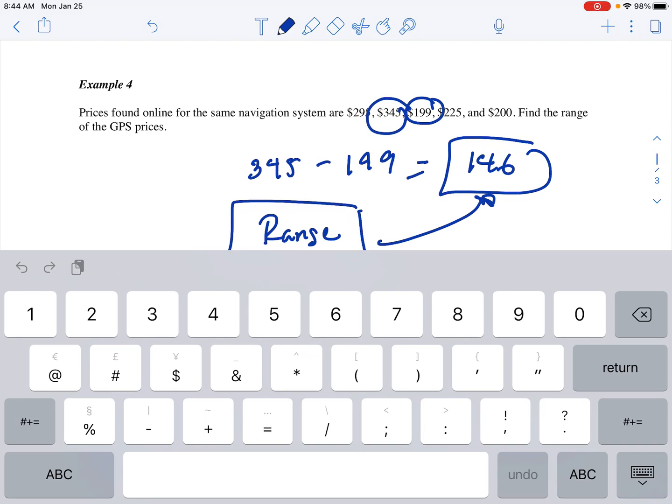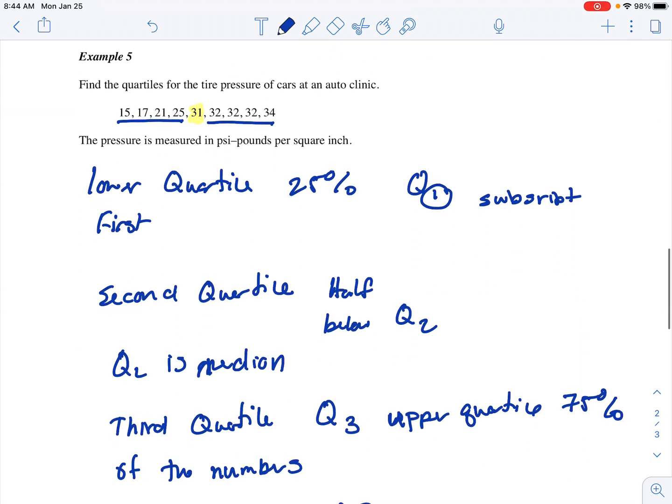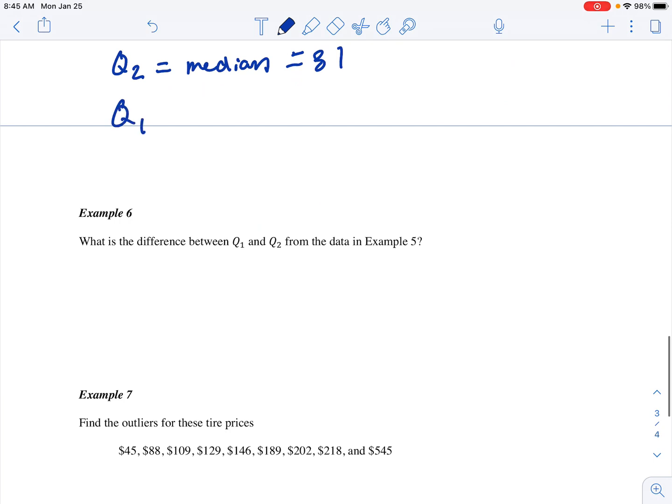So our Q1, we need to find the median of these. So our Q1 is going to fall in here. So we need to find the median of these. If you take a look, we've got 17 and 21. So Q1 is 17 plus 21 divided by 2, which equals 19.